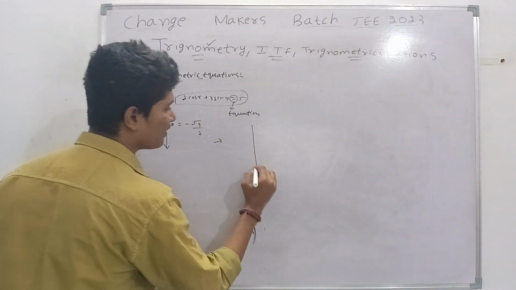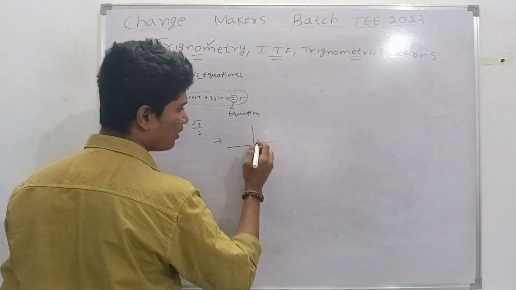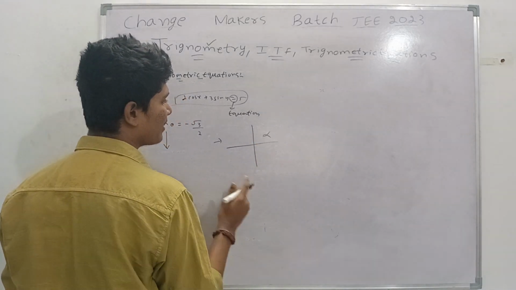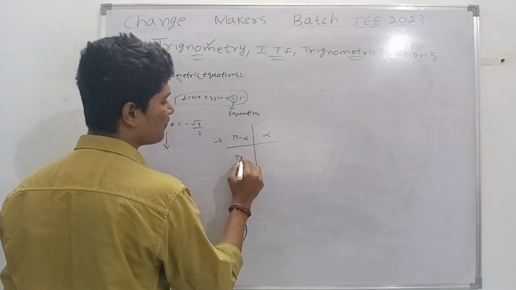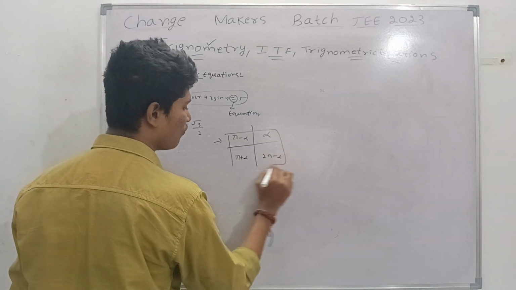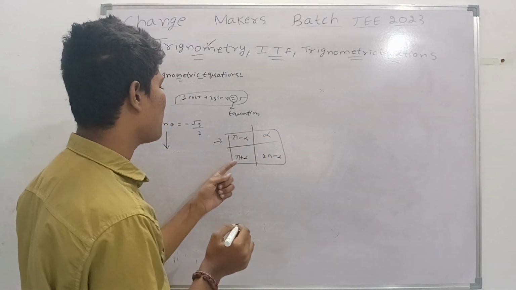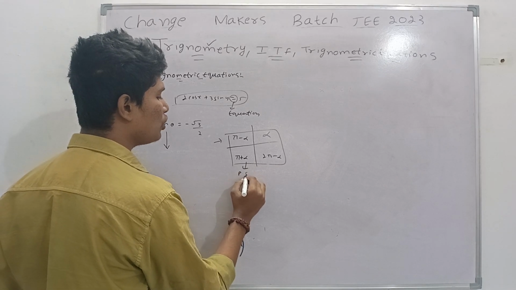Before that I have to explain one thing for you. If there is a curve here, the rightmost, if that is alpha, the principal value of alpha, here pi minus alpha, here pi plus alpha, here 2 pi minus alpha. These four values you have to remember now itself: alpha, pi minus alpha, pi plus alpha, 2 pi minus alpha. What are these? These are the principal solutions.